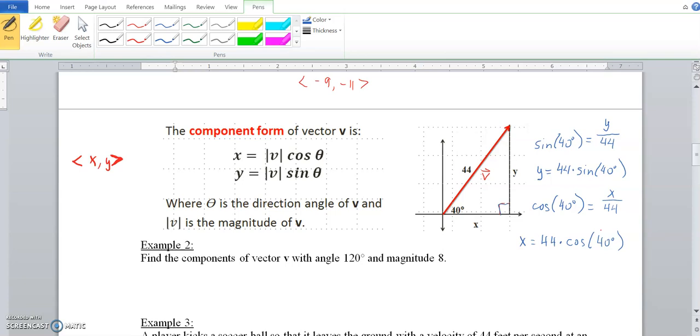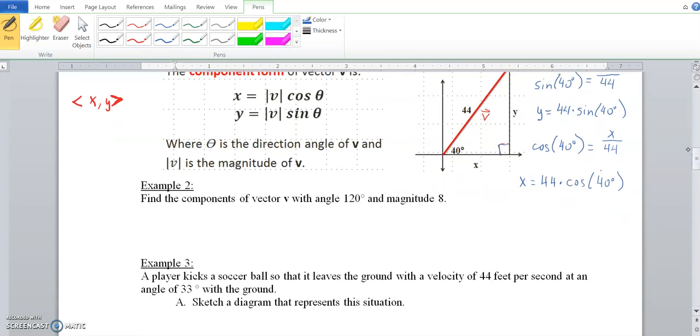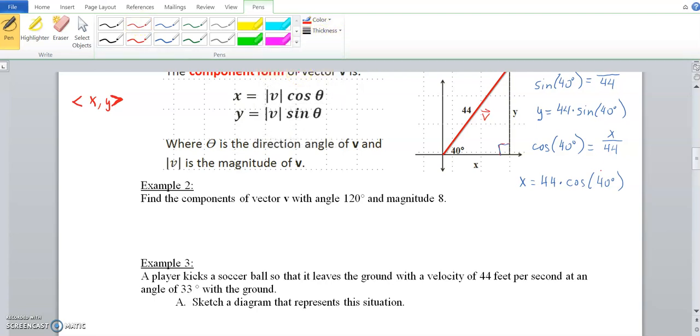Knowing what we know from that, we're going to look at our next example. Find the components of vector v. So it's asking for the x and y components. This time the angle is 120 degrees and the magnitude is 8. Given the information here, we just rewrite it. x is equal to the absolute value of v, just the magnitude, which is 8, times cosine of our angle. Same thing for y: 8, except this is sine of our angle, 120.